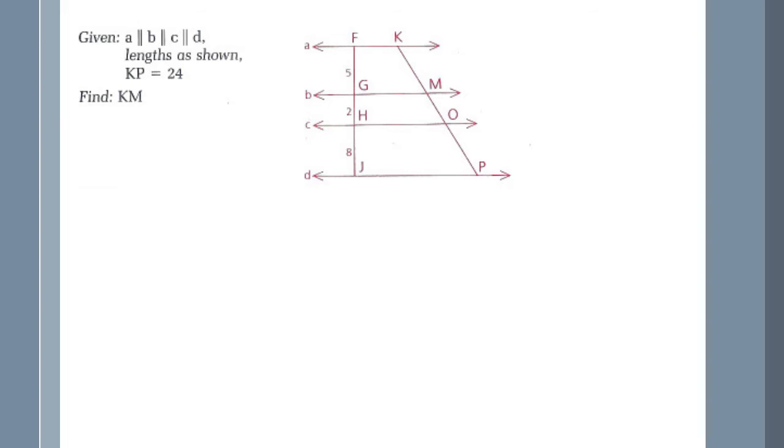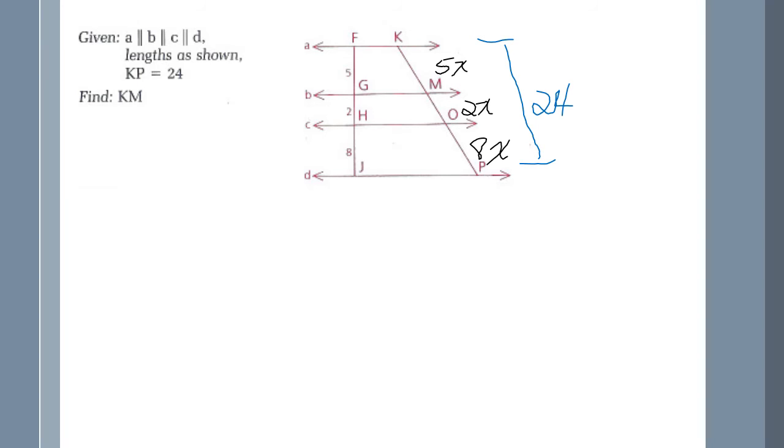Okay. A is parallel to B, is parallel to C, is parallel to D. Lengths are shown. KP, this entire length, is equal to 24. Find KM. All right, so this is a ratio problem, and it's not very hard. Basically, you're going to say that this is 5x here, and this is 2x here, and this is 8x.